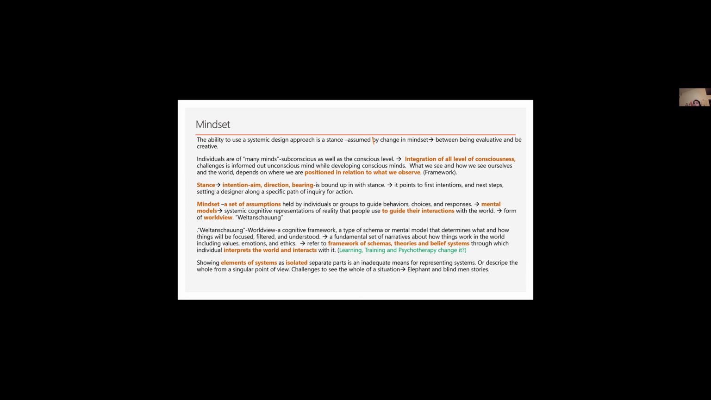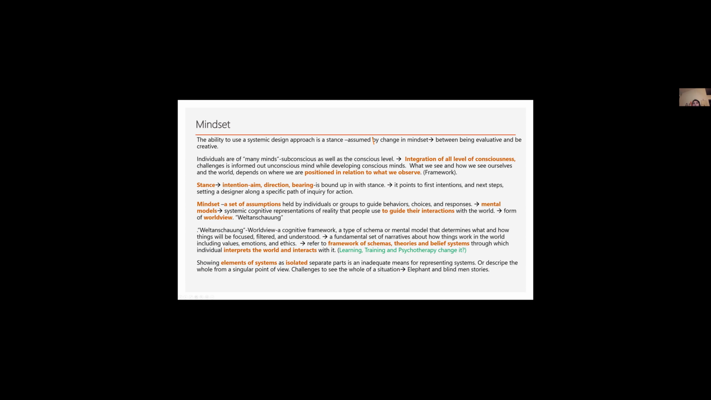It points to first intention, next step, setting a long, specific path of inquiry and action. So the stance is kind of hard to describe. I don't know, it's kind of like your belief system. So the intention you have creates a certain direction, and your intention then leads to the path of your action. Mindset is a set of assumptions held by an individual or group that guides behaviors. How do we create this mental model, a systematic cognitive representation of reality?